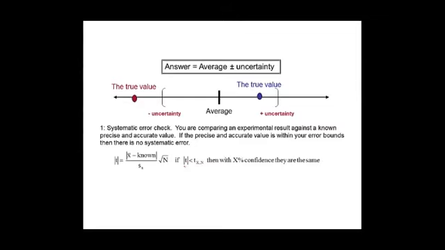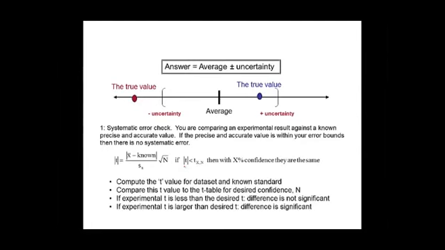Once you calculate that, if it's less than the t-value you look up in the table, then yes, you can say there is no systematic error. The true value is contained within my data set. Or the converse is that the true value is too far outside the data set, and you find that it is greater than that, and then you cannot conclude that. So here's mechanically what you're going to do.